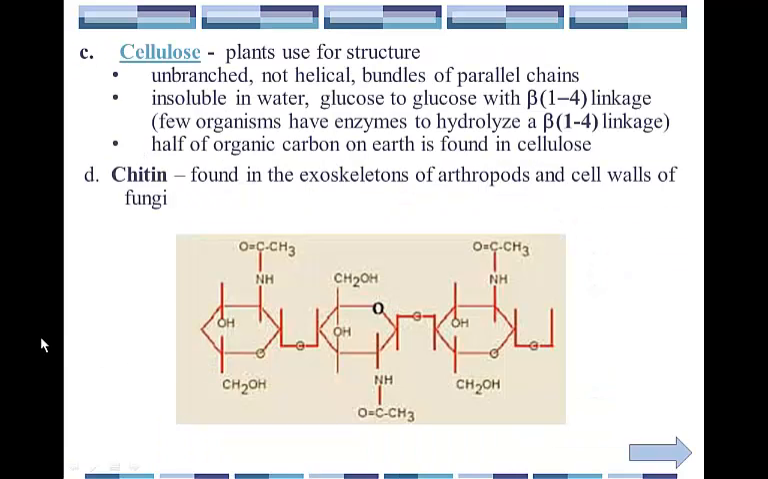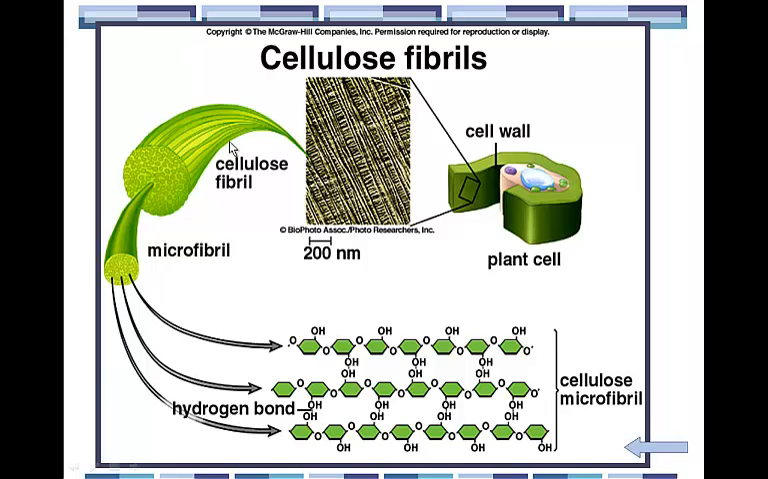Last couple. These two completely relate to structure rather than energy storage. Cellulose is a commonly used structural carbohydrate in plants. It is unbranched, it is not helical, and it forms bundles of parallel chains. The reason for this has to do with the type of linkage it is. It is insoluble in water. It is still glucose to glucose, but instead of an alpha 1,4 or an alpha 1,6 glycosidic linkage, it is a beta 1,4 linkage. And so if we looked at the picture, you can see here it's found in the cell wall of plant cells.